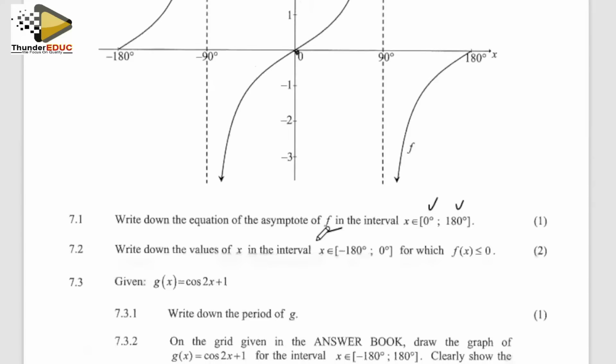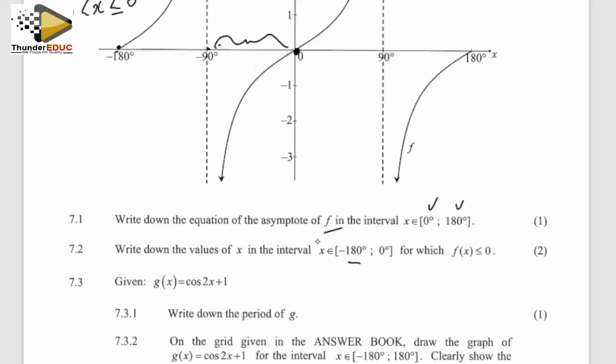7.2, they want us to write down the values of x in the interval between negative 180 and 0 where the graph is below or equal to 0. So we can see that the graph is below from here up to this point within this interval. Okay, is below 0 or equal to 0. Then at this point here, the graph is just equal to 0 because it's still the same interval. So what I'm going to say is that x is negative 180 degrees, and then negative 90 is less than x is less than or equal to 0. That's my approach for 7.2.